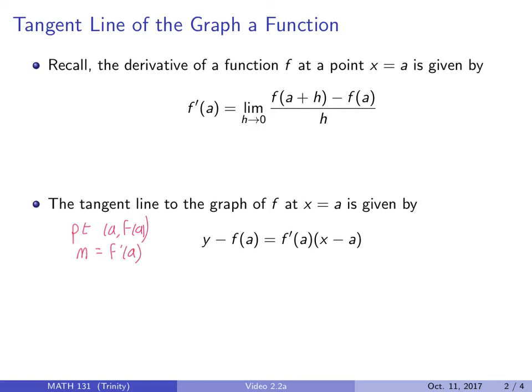Now all I'm going to do is rewrite this equation by solving for y, and then rename the function L of x, standing for the tangent line. So we get that L of x equals f of a plus f prime of a times the quantity x minus a. This function L of x is what's called the linear approximation of the function f at the point x equals a.